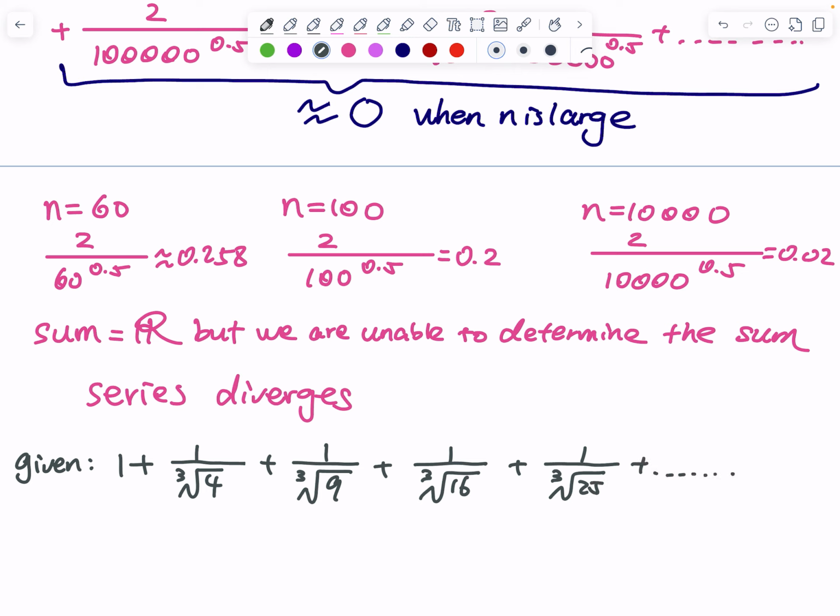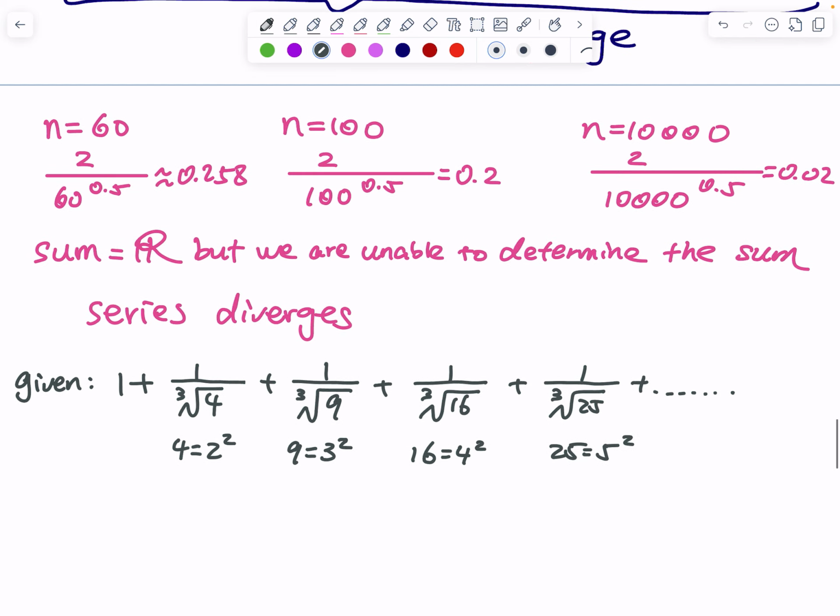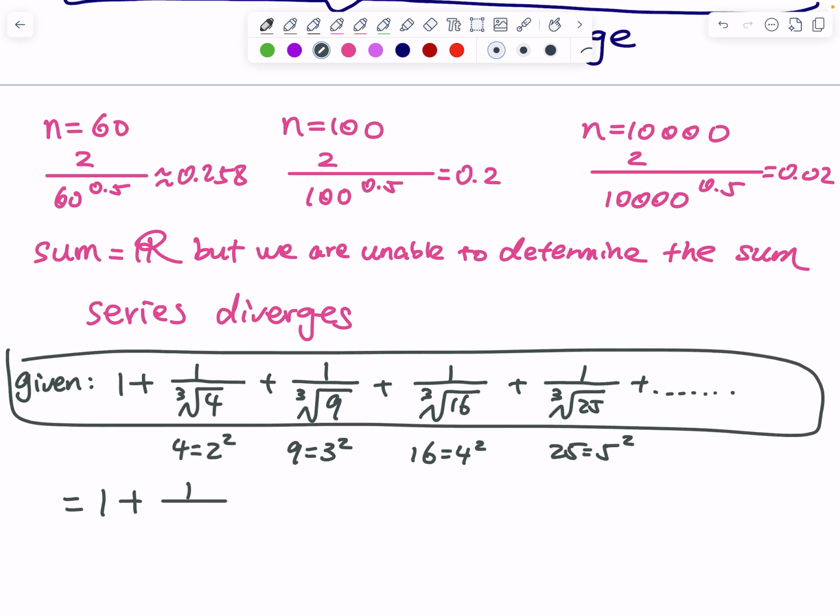Okay, the 4, I will treat that as 2 squared. The 9, I will treat as 3 squared. The 16, 4 squared. The 25, that is 5 squared. So that is always a square. And then I can write that as 1 plus, this is your work, okay? They will only give you the first line, and everything underneath this line is for you to figure out.